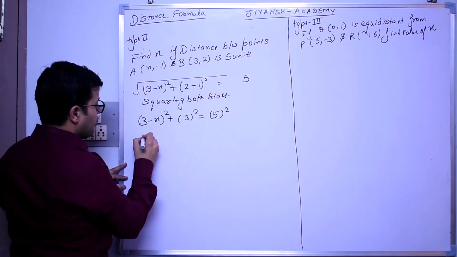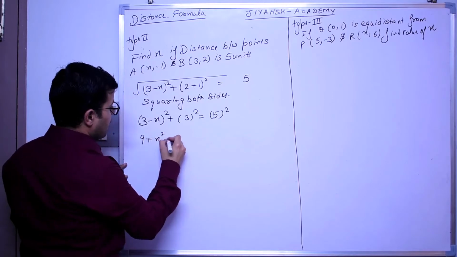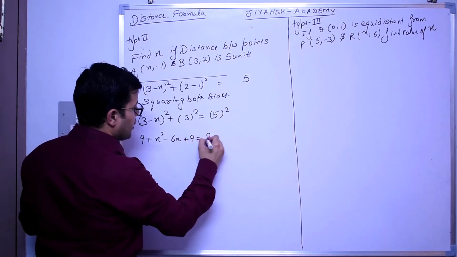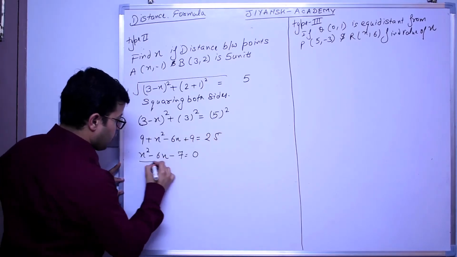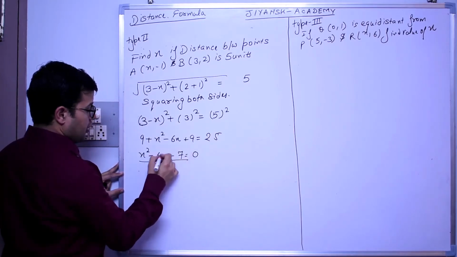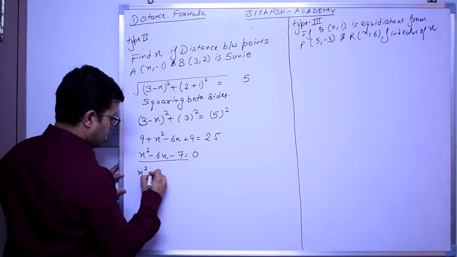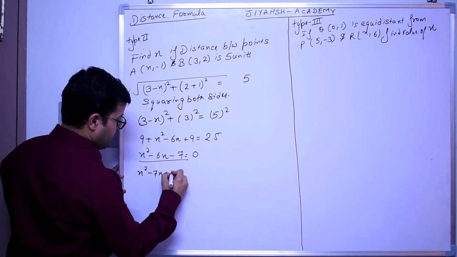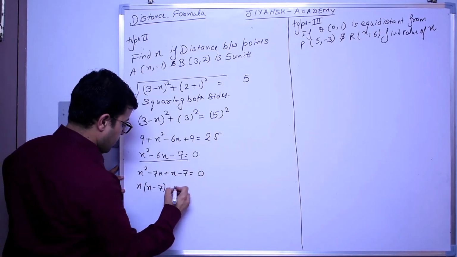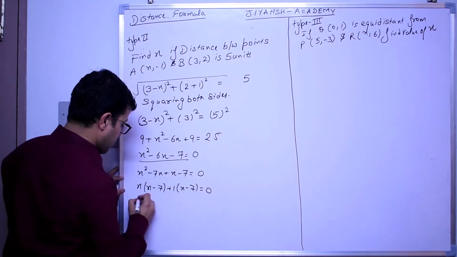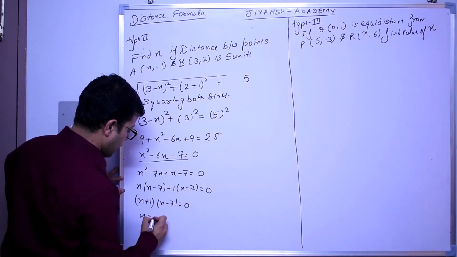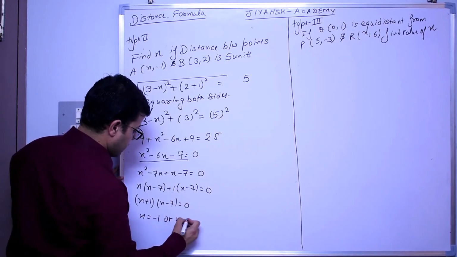Now again it will be 9 plus x square minus 6x, using a minus b whole square equals a square plus b square minus 2ab, plus 9 is equal to 25. So now this is a quadratic equation. Now we'll solve it by middle term splitting. So I need the product to be 7 and the sum to be 6. So this shall be x square minus 7x plus x minus 7 is equal to 0. So x times x minus 7 plus 1 times x minus 7 is equal to 0. So x plus 1 or x minus 7 is equal to 0. So either the value of x is minus 1 or x is 7.